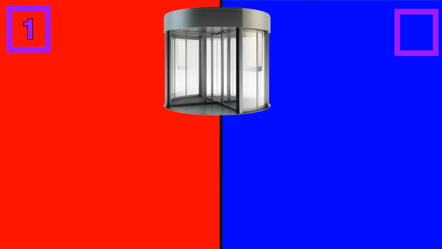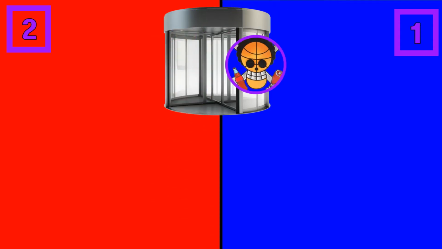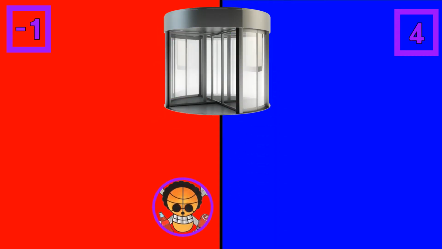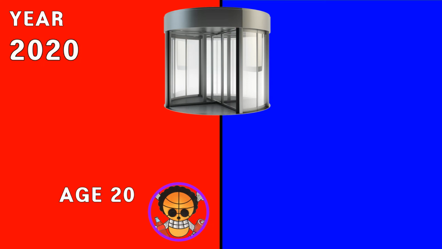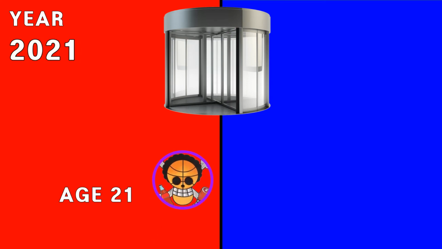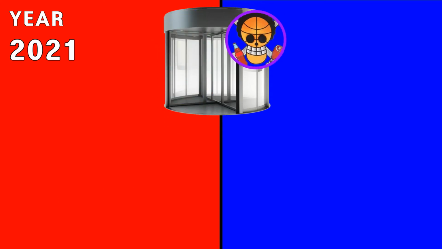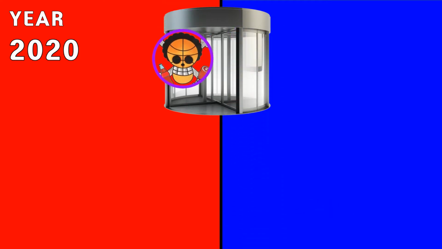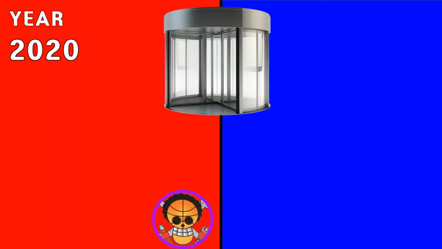Red is time forward and blue is time backward. When you are inverted, you travel backwards through time and use the turnstile again. You're back to time forward. A 20-year-old man in 2020 uses the turnstile after 1 year, travels backwards through time for a year, and uses the turnstile to come back to time forward. He traveled forward for a year and traveled backward for a year. So he's 22 in 2020.